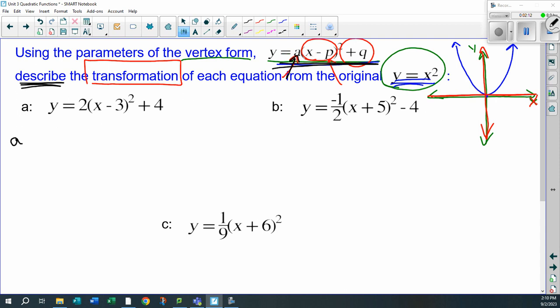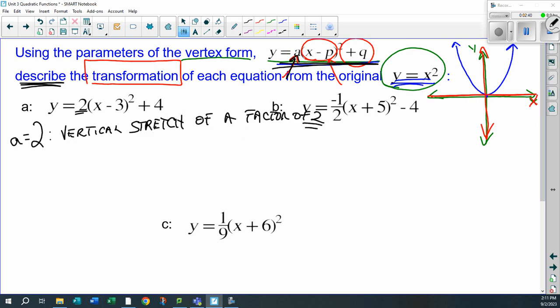If you look at this question, the A value is right here. The A value will always be up front there. That A value is 2. What does that mean? What kind of transformation is that? Well, surprisingly enough, this is actually called a vertical stretch, and this would be of a factor of 2. What does that mean? That means every point on this original graph is going to be stretched vertically by 2.